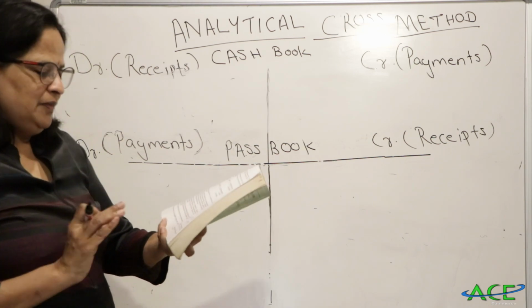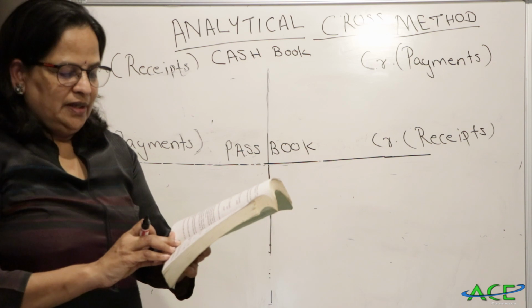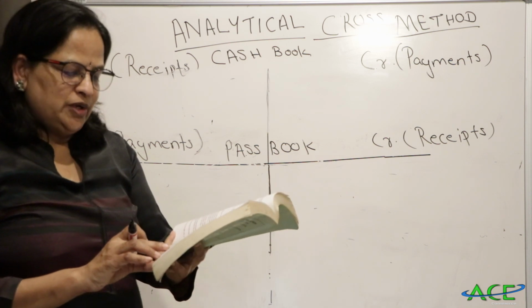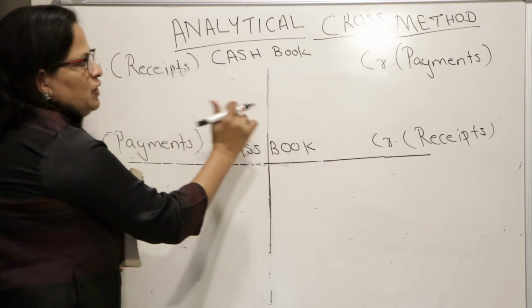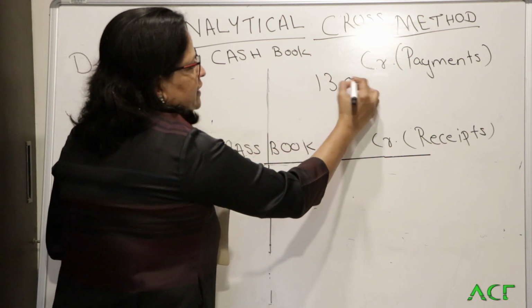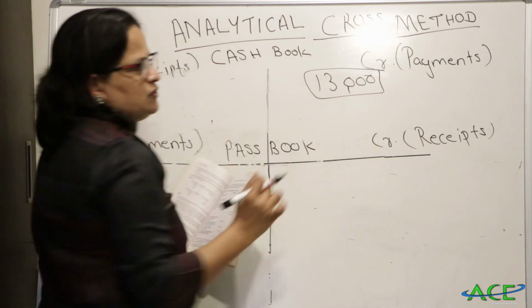So the second problem: on May 31st, 2020, Mr. Vinu's cash book showed an overdraft of 13,000. Cash book overdraft, the cash book balance will always be here. So here it is 13,000. So the balance here is 13,000.